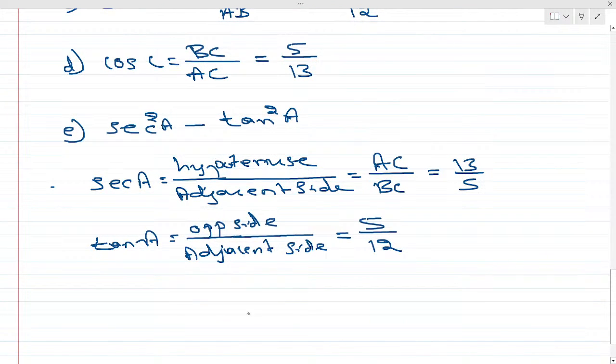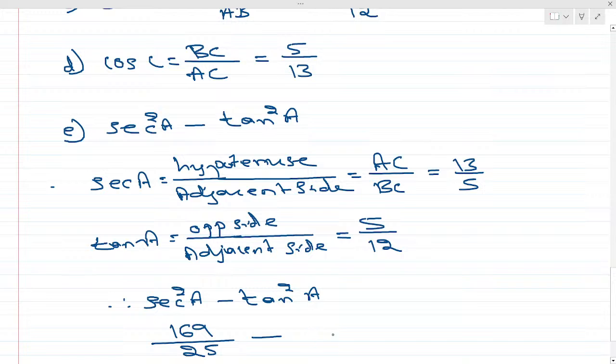So here I am doing secant square A minus tan square A. Secant square A minus tan square A goes to be 169 by 25, and tan square A is 25 by 144. Secant square A minus tan square A is supposed to be 1.